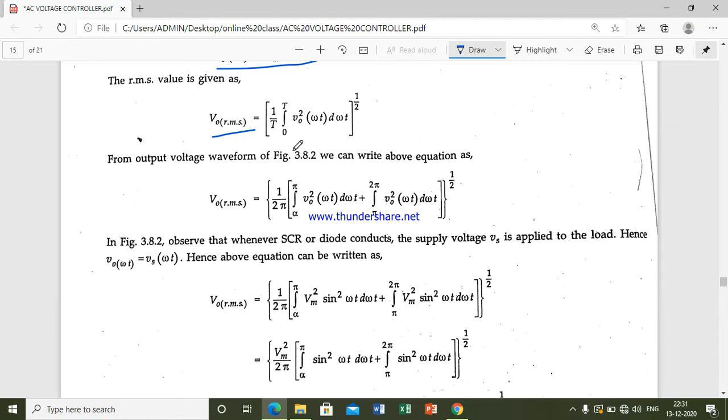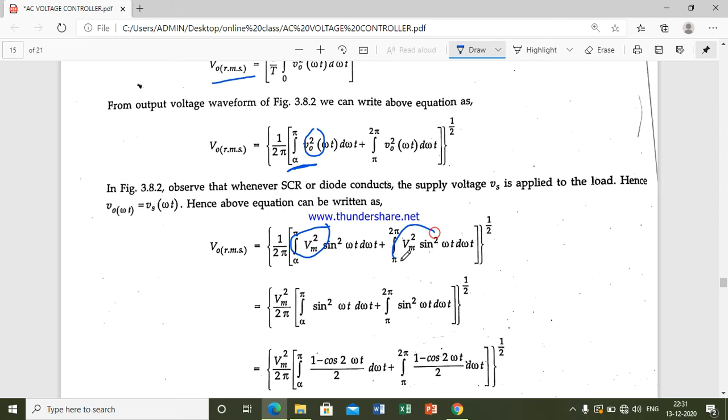This one. So you can see that you have turned on this one in alpha period. So alpha to pi, pi to 2 pi, we will divide the interval of 0 to T as alpha to pi, pi to 2 pi. Next, in place of V0 you can substitute Vm square sin square omega t d omega t. Here also you can substitute this whole raised to 1 by 2.